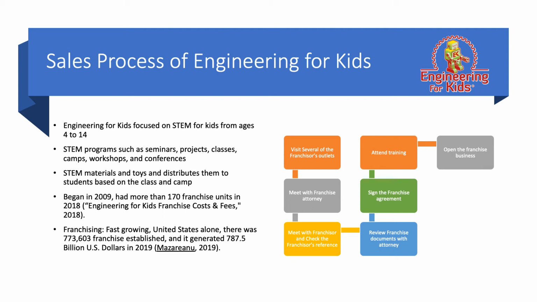So when I look at the sales process for the franchise, since it has got 170, there are a few steps that need to be followed, and it is called a seven-step process basically. So you want to visit several of the franchise outlets, meet with the franchise attorney, meet with the franchisor, and also check with them the references, review the franchise document and sign the franchise agreement, attend the training, and finally open the franchise business.